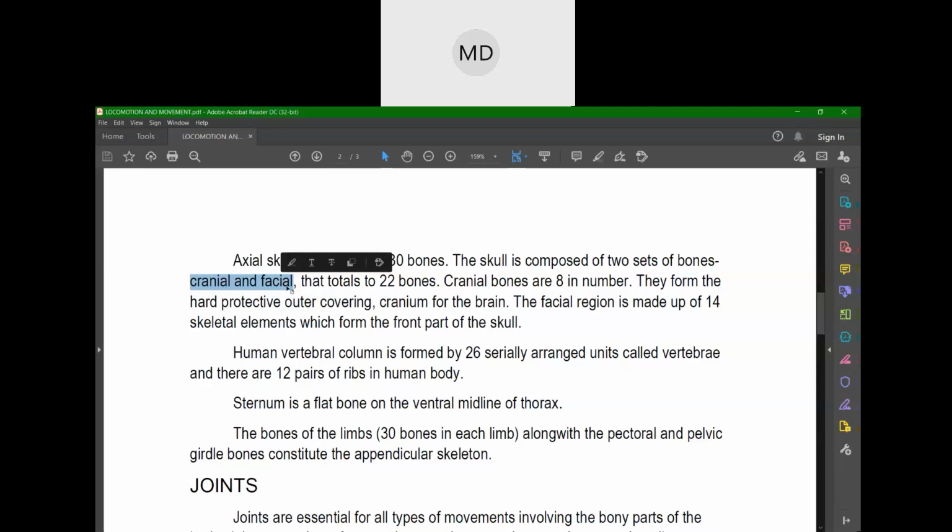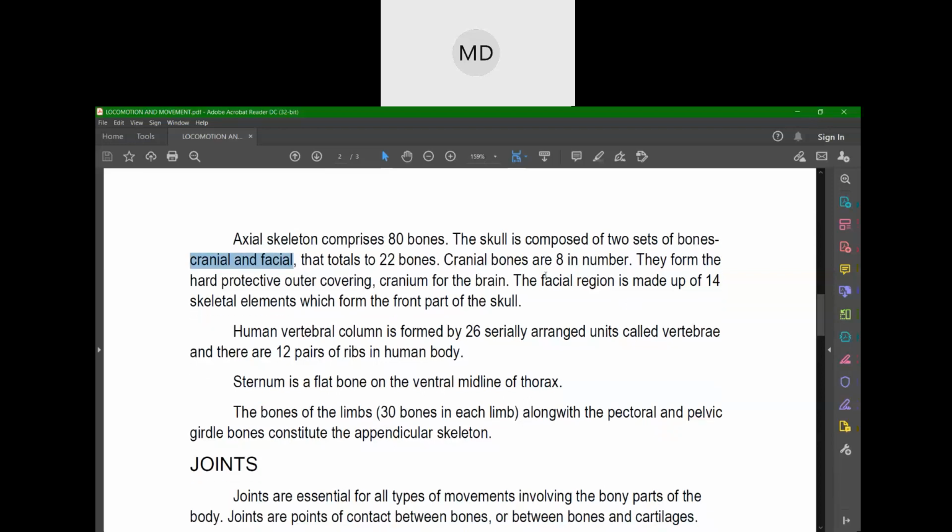Okay. So the skull will have a total of 22 bones. Out of these 80 bones, 22 bones the skull has. Alright, and the cranials are 8 and the rest, how much will be 14? 14 will be facial. Cranials are 8 and 14 is facial. So 8 plus 14, okay, it will be 22.